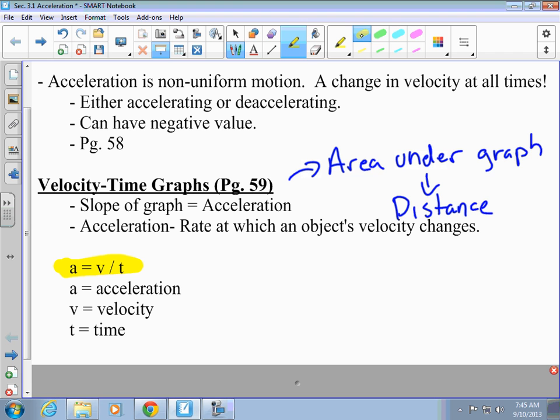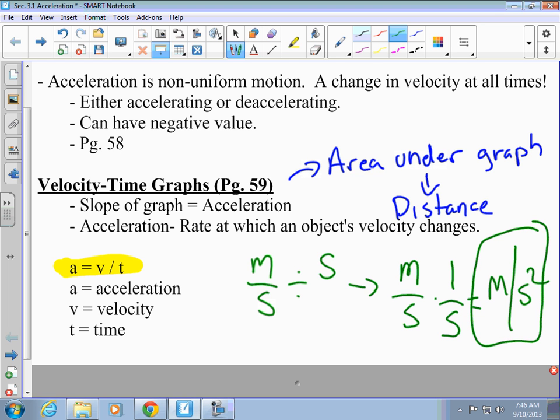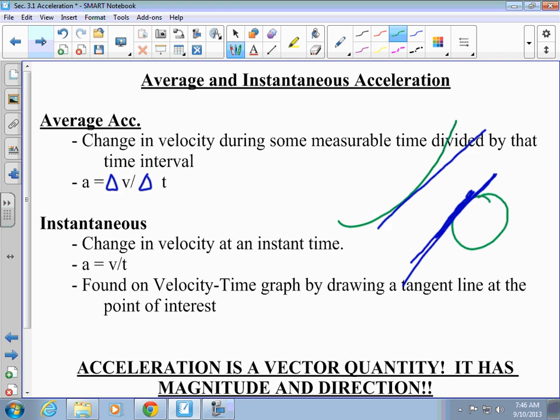Now, what would be the units for acceleration? Well, for velocity, we know the units are meters per second, divided by time, which is seconds. When you divide things, remember you can always multiply by the reciprocal. So instead we go meters over seconds times 1 over seconds. Our units for acceleration are always meters per second squared. So acceleration is a change in velocity at all times.